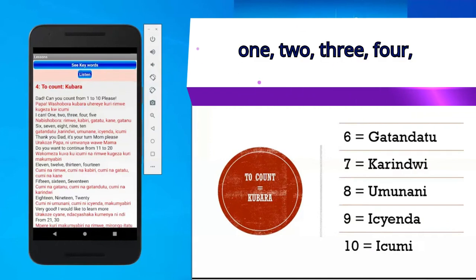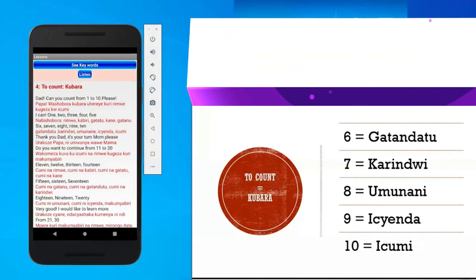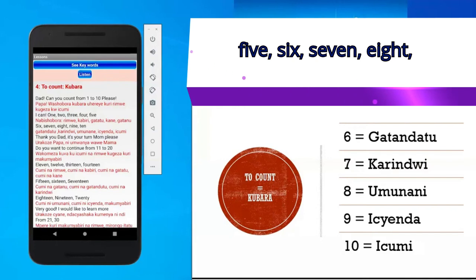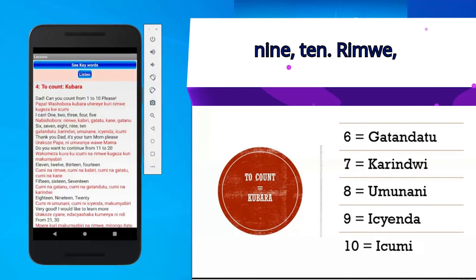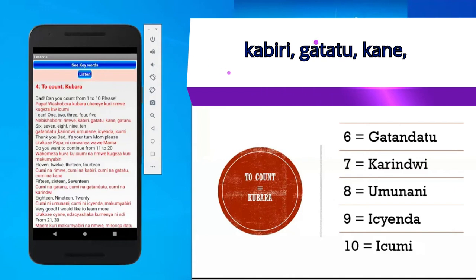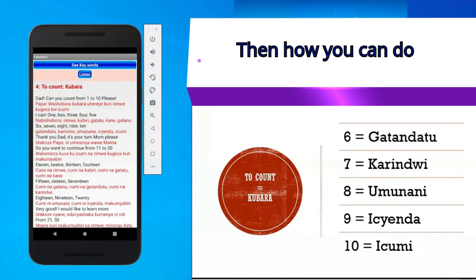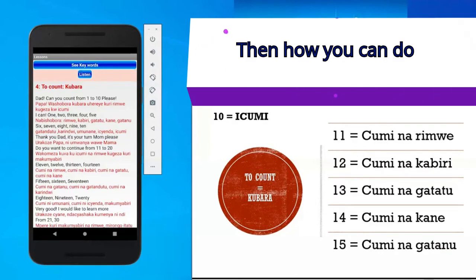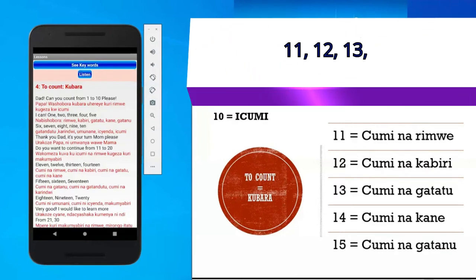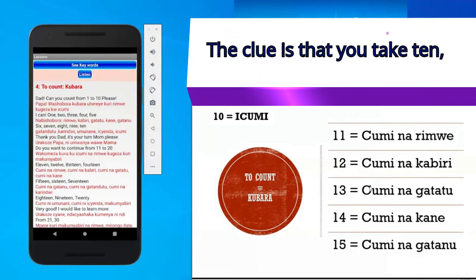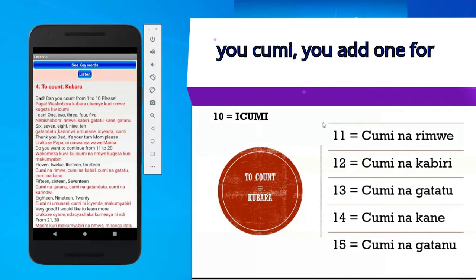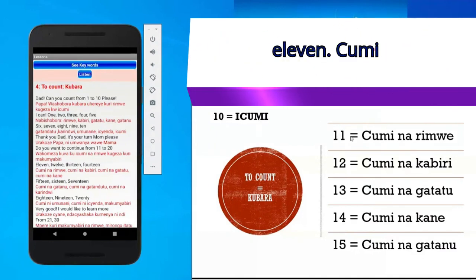So 1, 2, 3, 4, 5, 6, 7, 8, 9, 10. Rimwe, kabiri, gatatu, kane, gatanu, gatandatu, karindwi, umunani, icyenda, icumi. Then how you can do 11, 12, 13, 14. The clue is that you take 10, icumi, and you add 1 for 11.